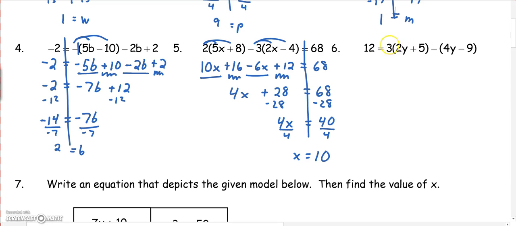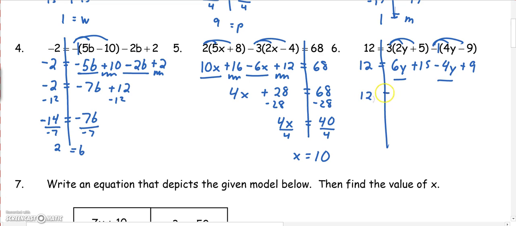Number 6, same thing. There's 2 sets of parentheses, so we distribute 3 in the first parenthesis and -1 in the second set. So 12 equals 6y plus 15 minus 4y plus 9. Combine like terms. So I combine my y's to get 2y and my constants to get plus 24. Then I'm going to subtract 24 from both sides. -12 equals 2y. Divide by 2. So y is -6.